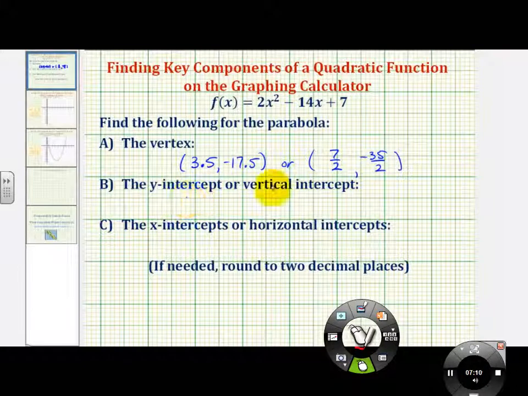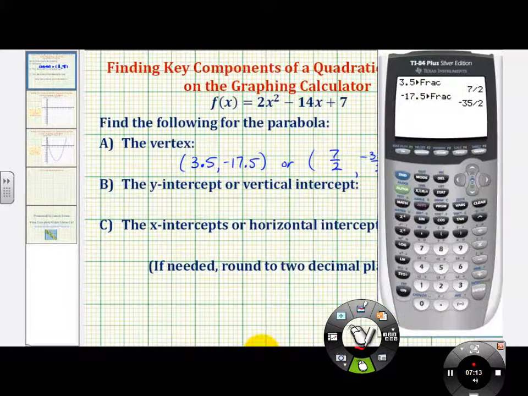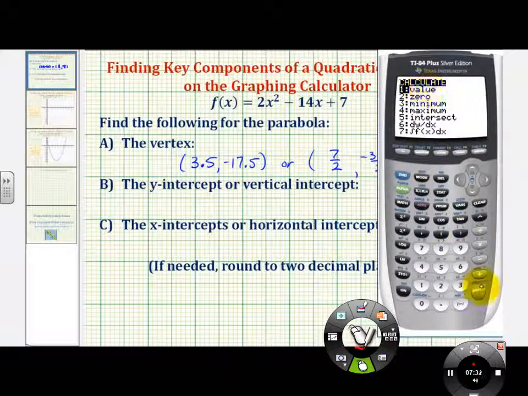Now we want to find the Y-intercept or vertical intercept. So if I go back to the graph, we can see that the Y-intercept is here. We just can't tell the coordinates. But remember, any point on the y-axis would have an x-coordinate of 0. So we can find this point by pressing second trace and then select option 1 for value. Enter in the x value of 0, and then press enter. So when x is 0, y is 7, which would be the y-intercept. The y-intercept is the point 0, 7.